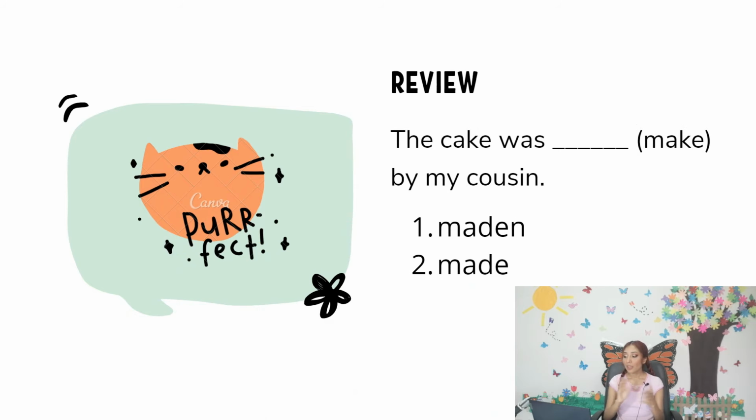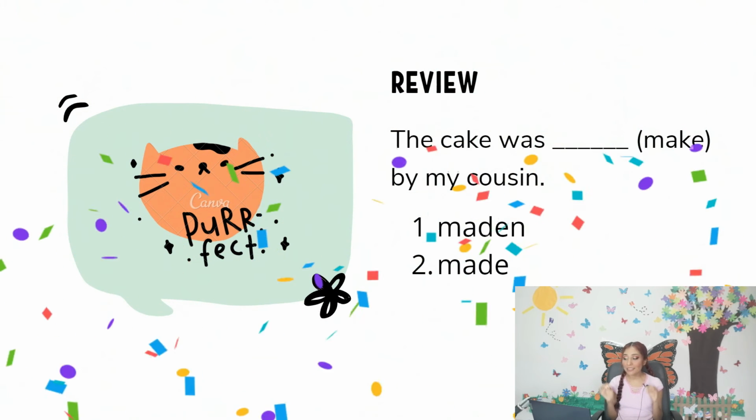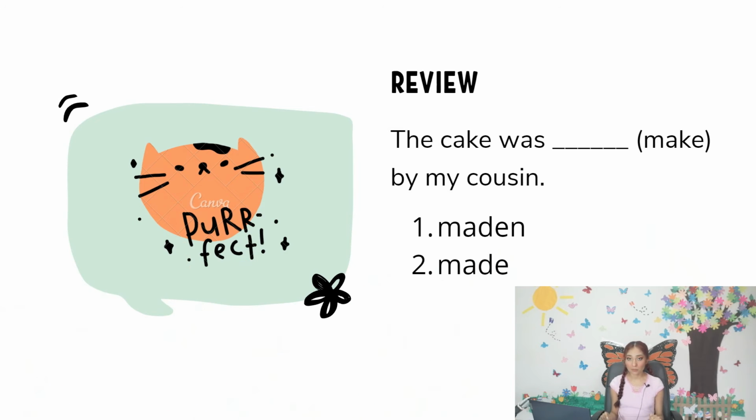That's correct. The cake was blank, made by my cousin. Is it number 1, maiden? Is it number 2, made? A este punto ya deberíamos saber cuál es la conjugación de pasado participio en make. Number 1, maiden. Number 2, made. The correct answer is number 2, made. The cake was made by my cousin, okay?